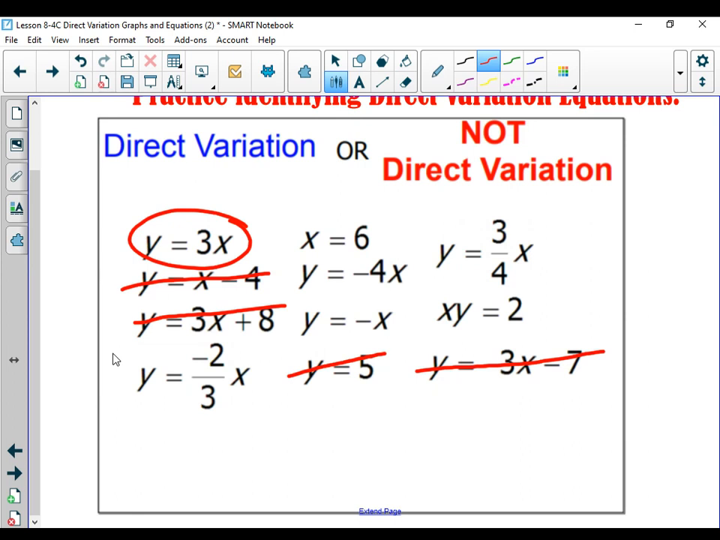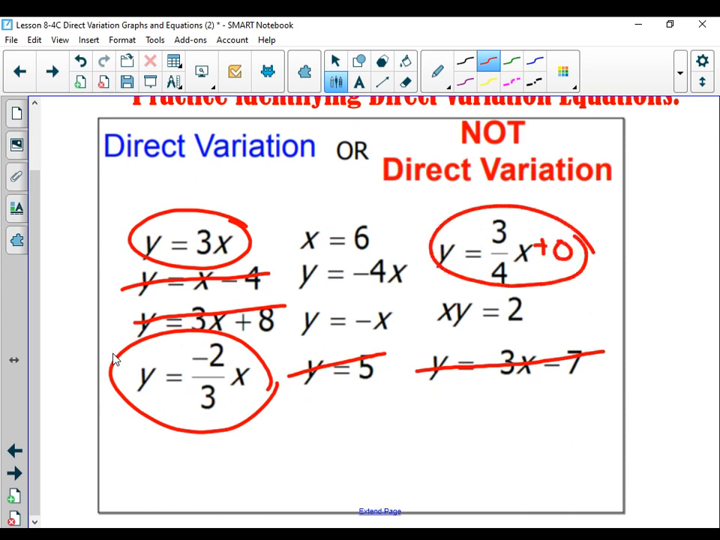Y equals negative... this one? Plus 0. So basically, anytime it has a y-intercept of 0, it's going to work. Do you see any, Drake? y equals 3 over 4x plus 0 has a y-intercept of 0, it's going to work.